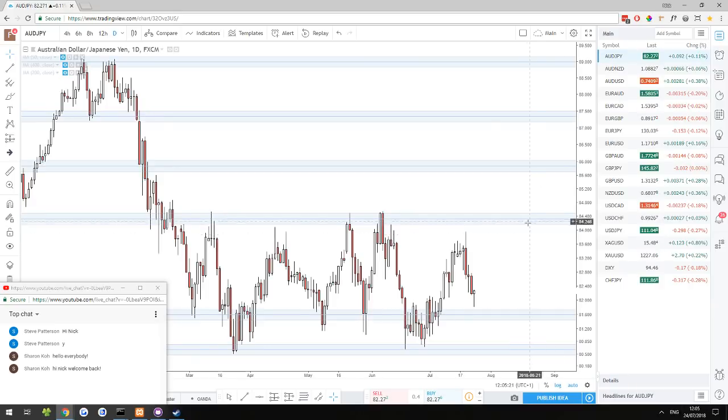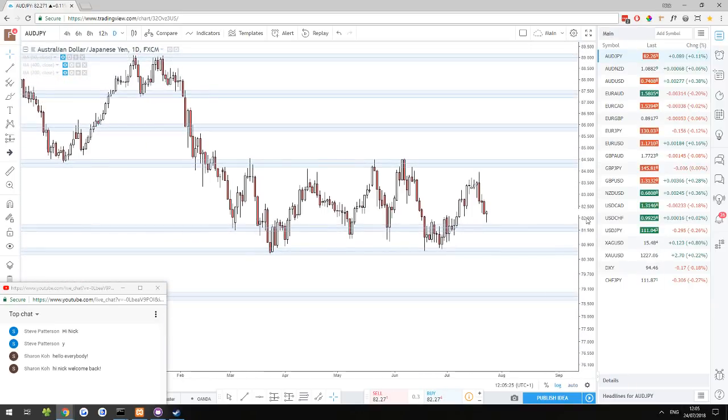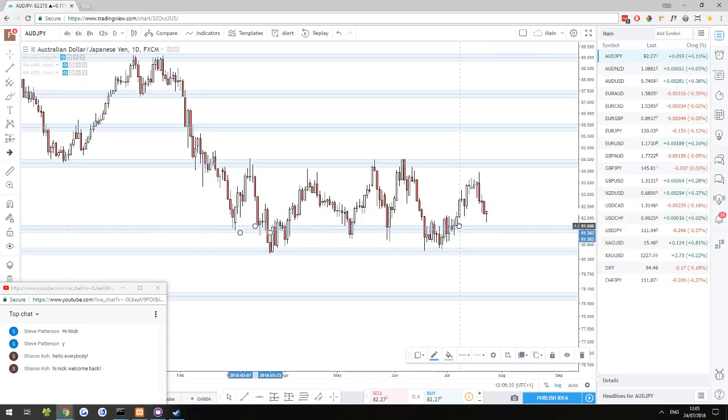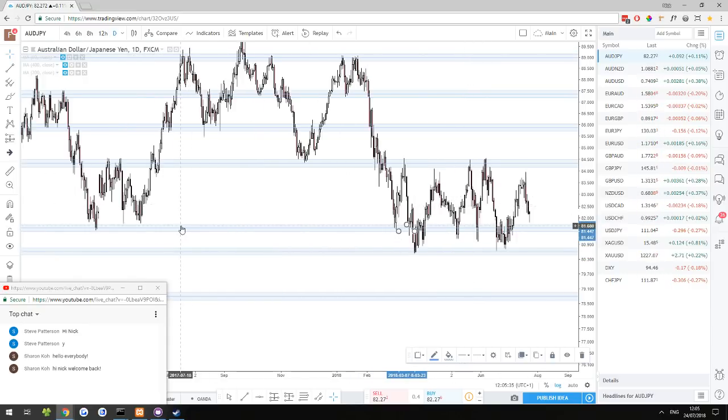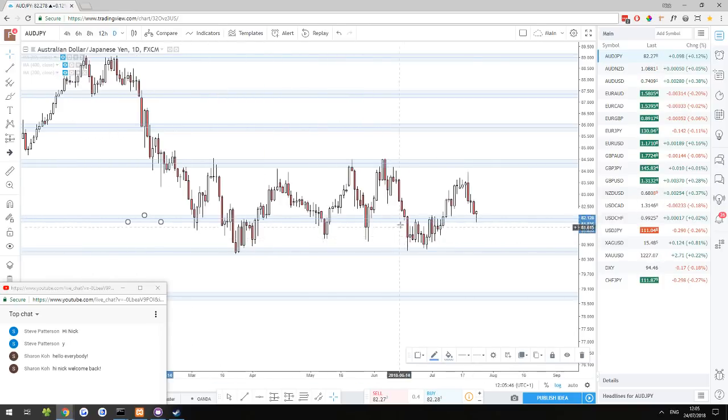AUDJPY, let's kick things off with the pair at the top of this list here. It's not at the top of the list for any reason other than it's alphabetical. I don't know why this is down here. What's up with these support resistance areas? Something's got weird here. I don't remember it being here. But then again, yeah, I think that's better.